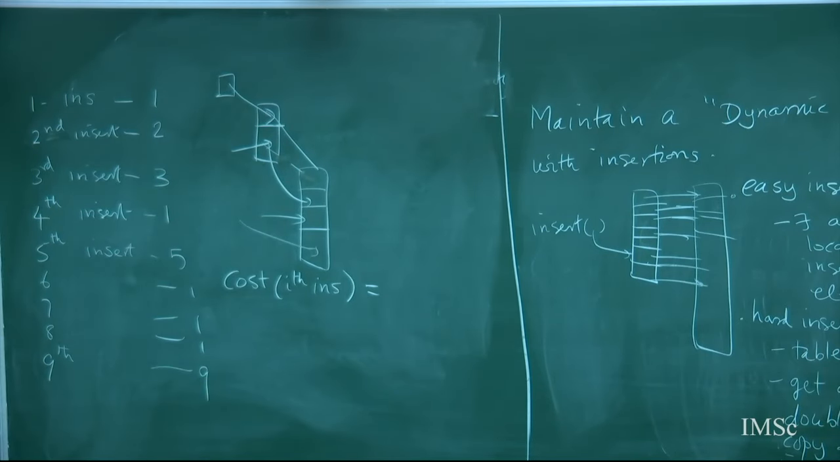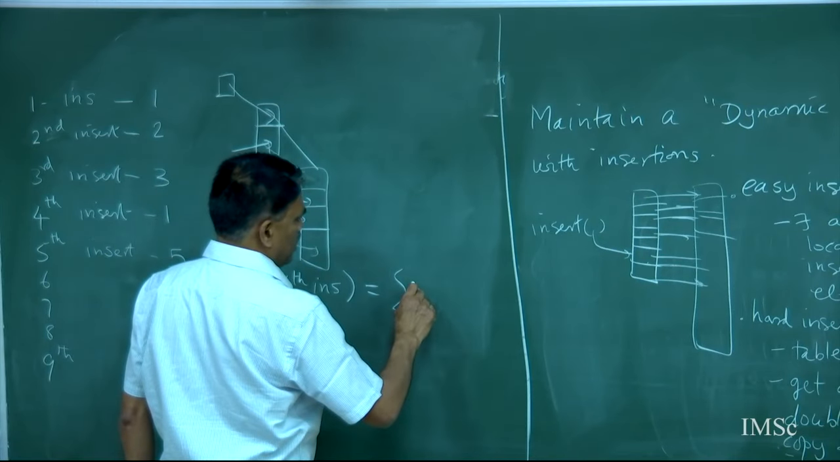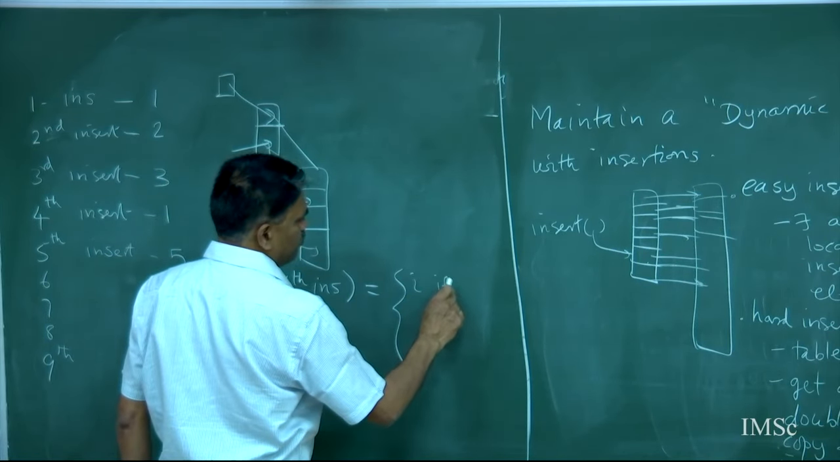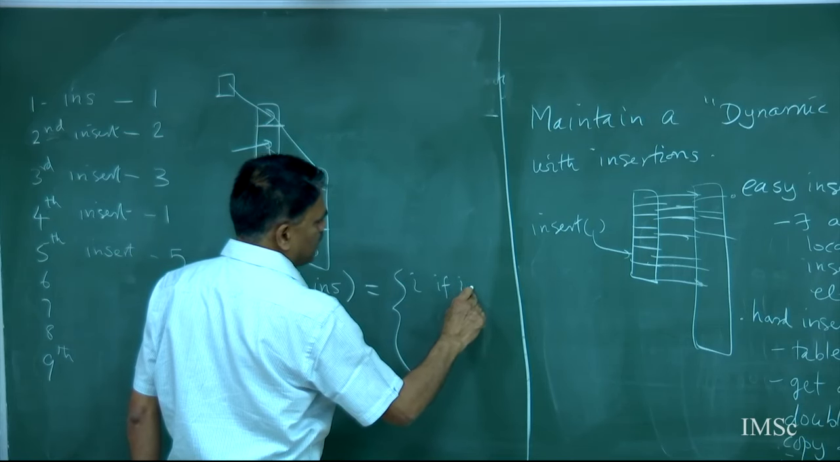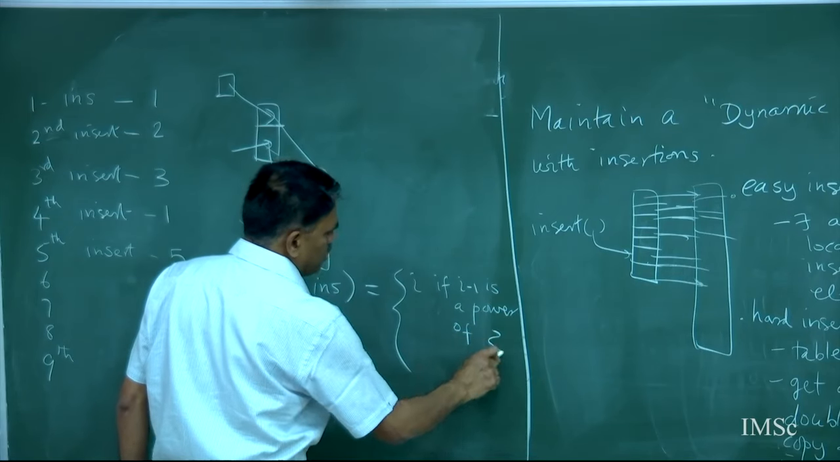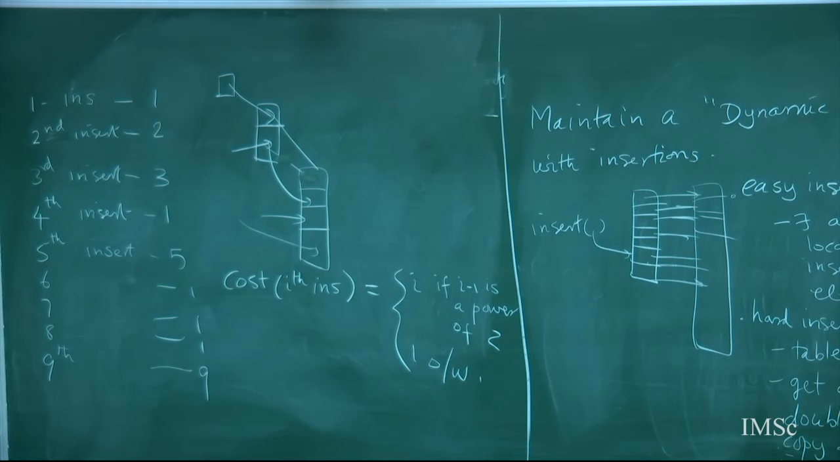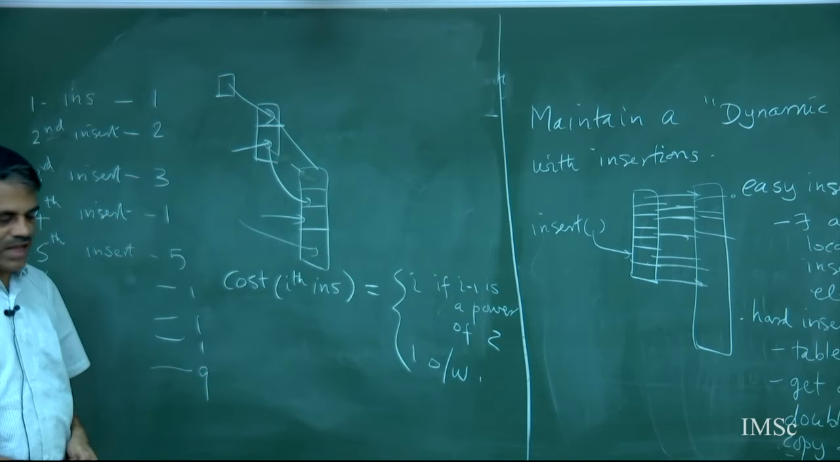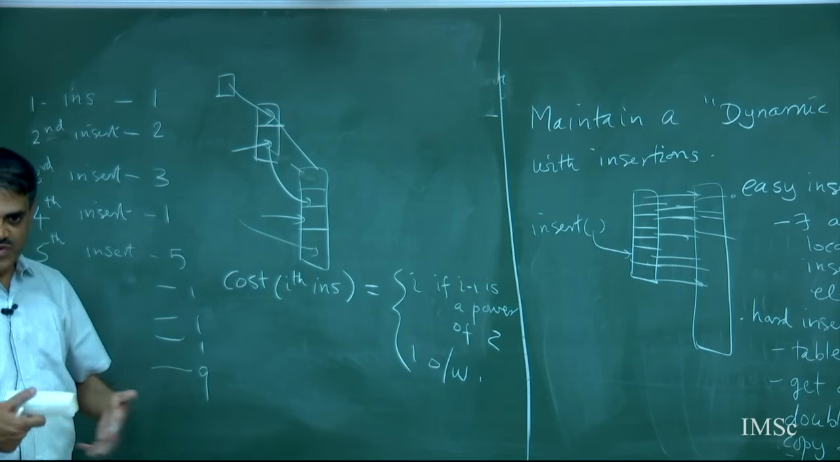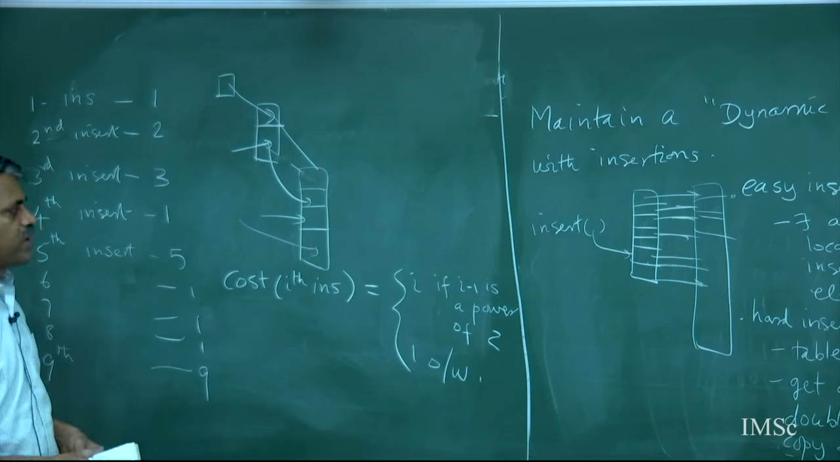is i if i minus 1 is a power of 2, and 1 otherwise, right? So now the aggregate analysis is easy because all you want to do is add this. I actually have the actual cost for the ith insertion, which varies, but I know what it is as a function of i. Life is easy, so I just have to sum this up. What is the sum here?